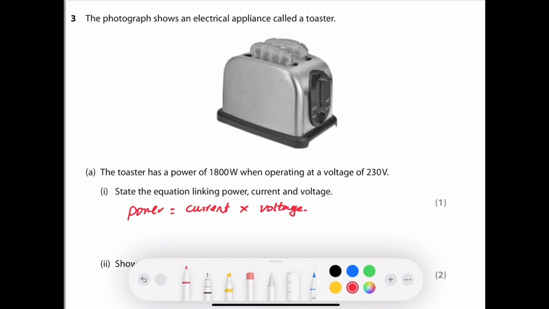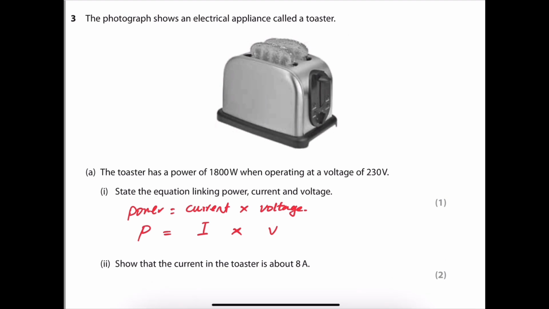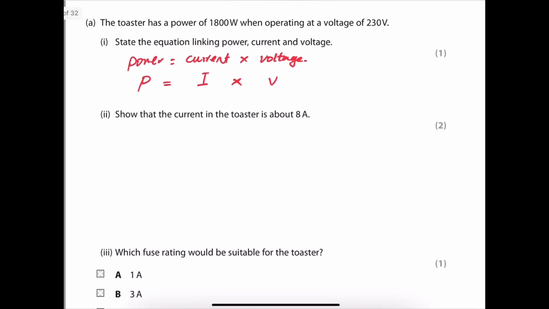Okay, this one I get 1 mark. Shall I write symbols? Yes. Power equals current, which is I, times voltage, which is V. So this is for section AI.